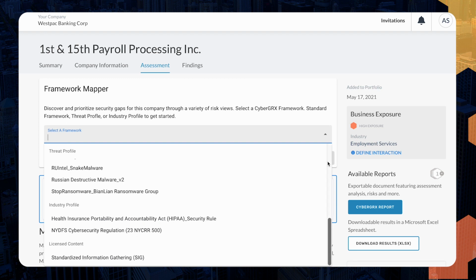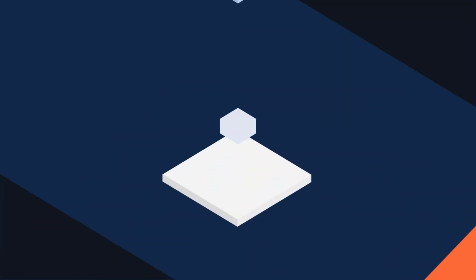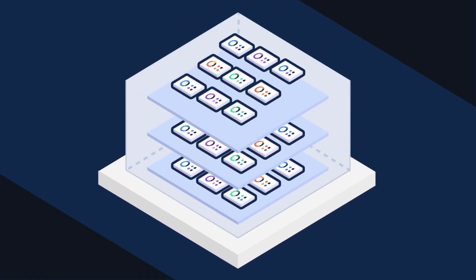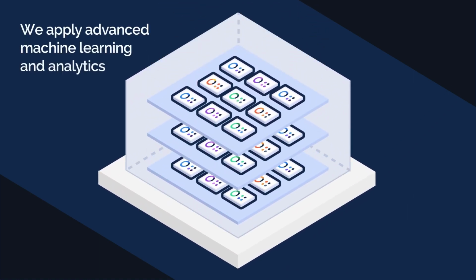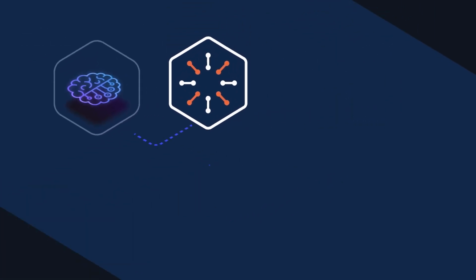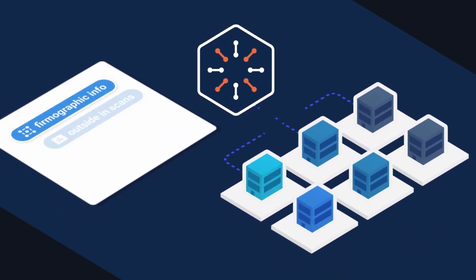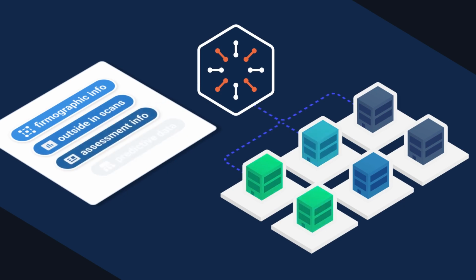The ability to pick and choose which framework or profile is critical in providing you insights that are relevant to your operations. If a third party's assessment is not available to you, you can supplement results using our predictive data, which has up to 91% accuracy and is produced by applying advanced machine learning to a variety of sources, including exchange data from over 14,000 self-assessments validated by CyberGRX, firmographics, and outside-in scanning data. These sources are used to predict how a typical company would answer its assessments.